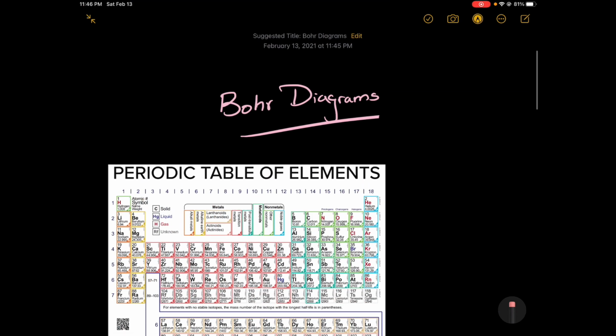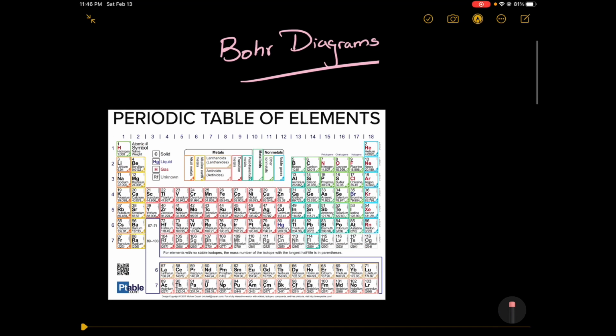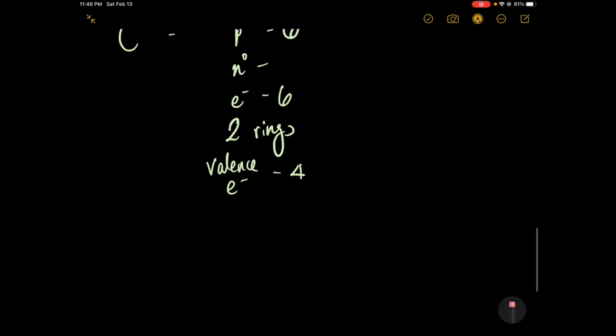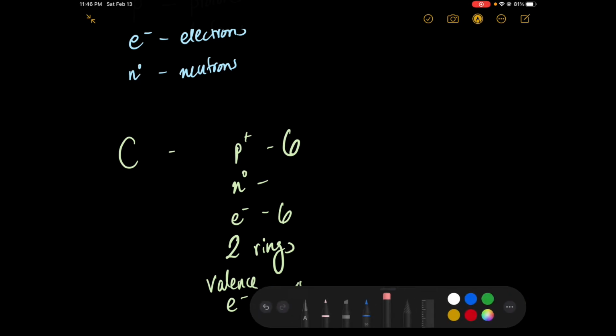In general, when they don't give you an actual mass number, you just use the weight. Here, carbon's weight is 12.011. That rounds to about 12, which means it's going to have 6 neutrons.